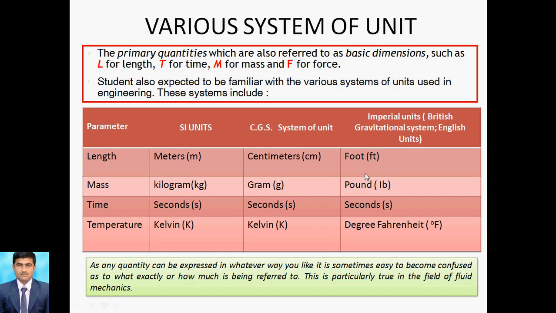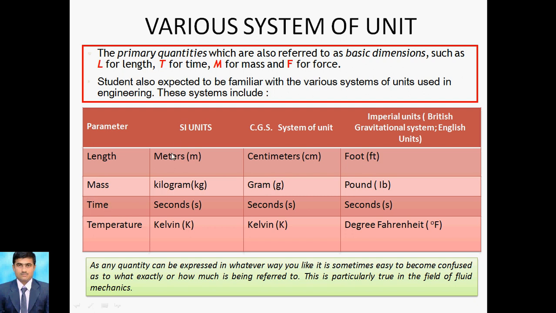Then next, as we know, for the system of units, the SI unit is there, then CGS unit is there, then British standard is there. SI means the International System. CGS means centimeter, gram, and seconds. And the third one is the British standard. In case of length, the SI unit is meter. For CGS, it is centimeter. And for the empirical units of British standard, that is foot.